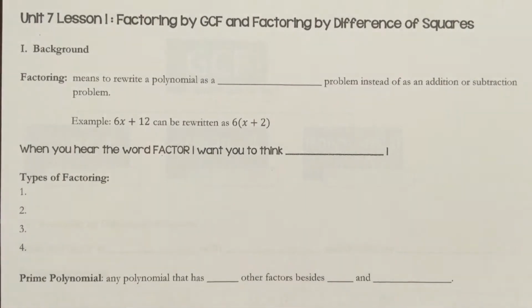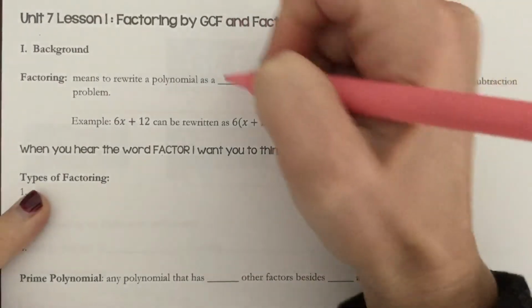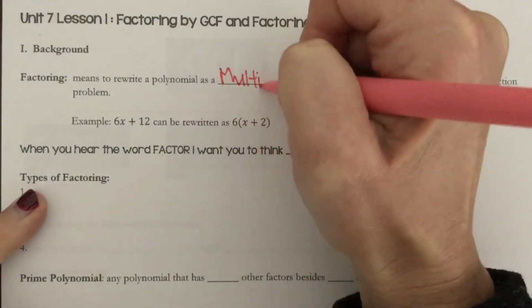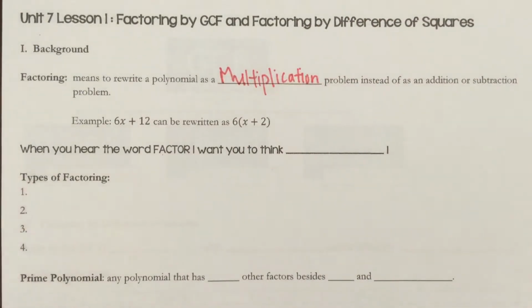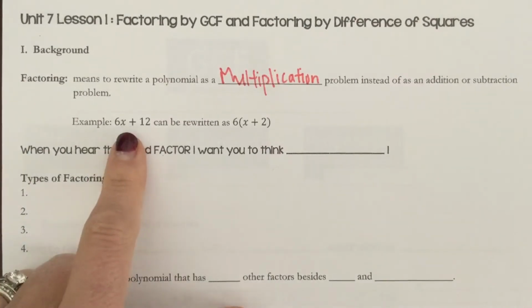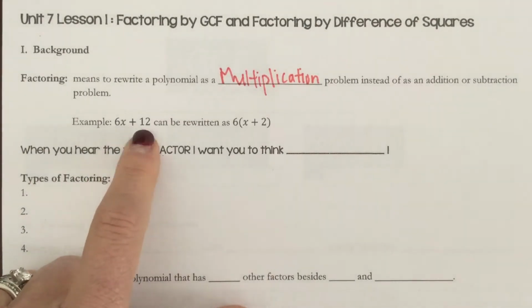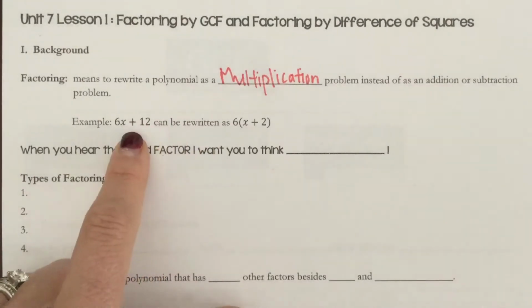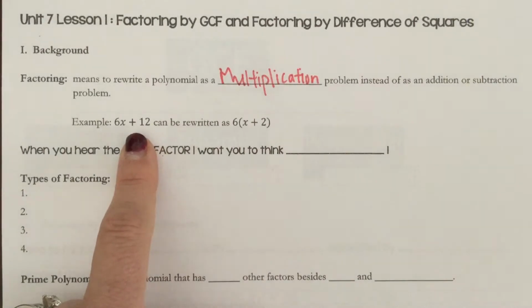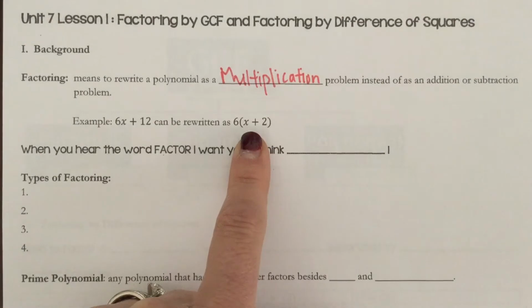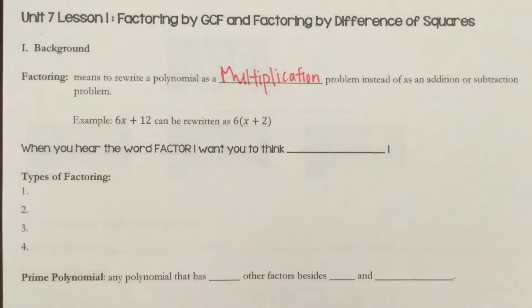Factoring means to rewrite a polynomial as a multiplication problem instead of as an addition or subtraction problem. So for example, we want to take something like 6x plus 12 and rewrite it so that instead of an addition problem, we have a multiplication problem. So 6x plus 12 can be factored and rewritten as 6 times, there's the multiplication, x plus 2. When you hear the word factor, I want you to think multiply.